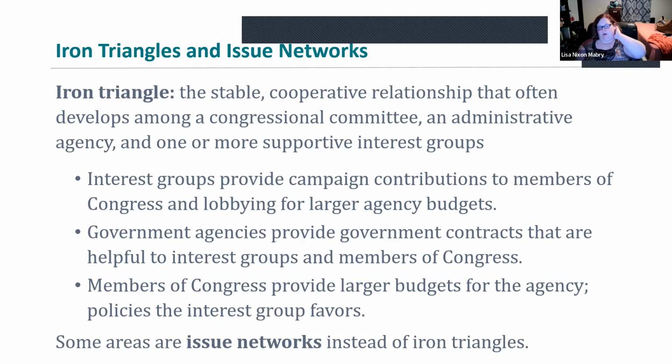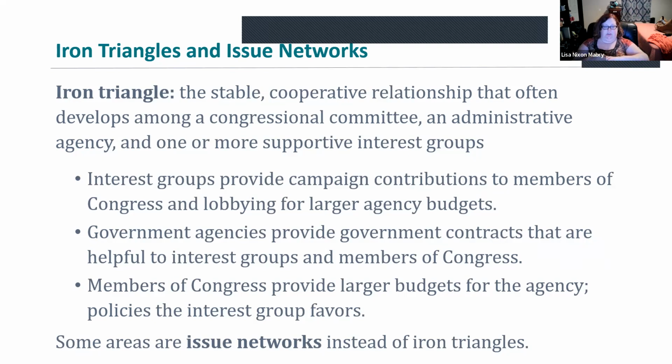So for example, interest groups can provide campaign contributions to people in Congress and lobby for larger agency budgets for issues that directly impact the interest group, right? So you can create that PAC, that fundraising arm, and donate to certain people in Congress who will support the interest group's agenda, and then that congressional member can do things that help the interest group. You scratch my back, I scratch yours.